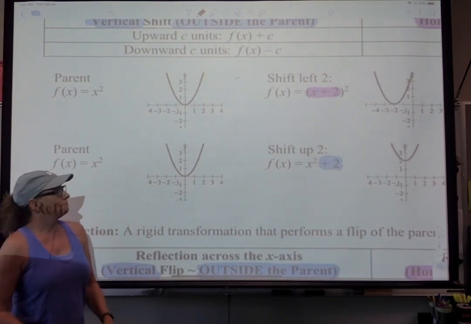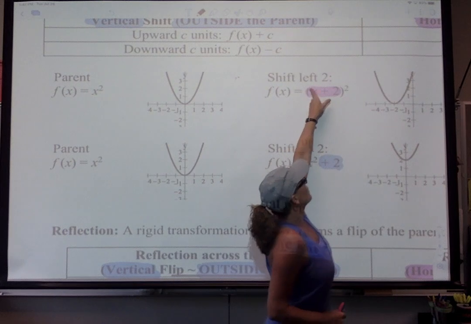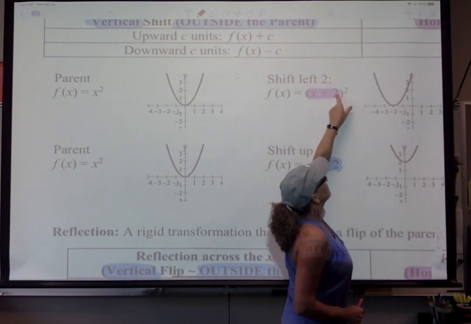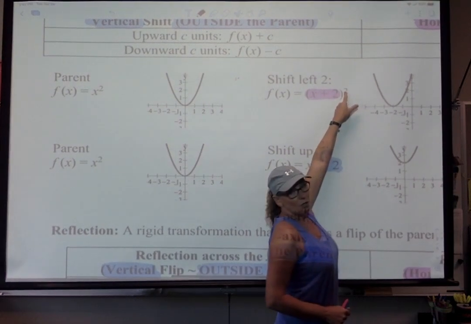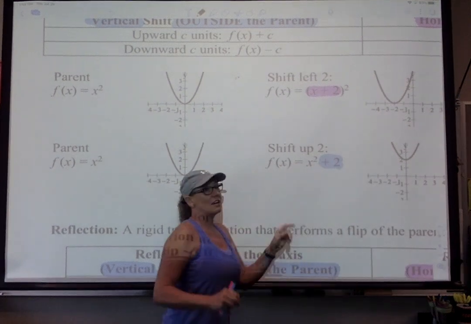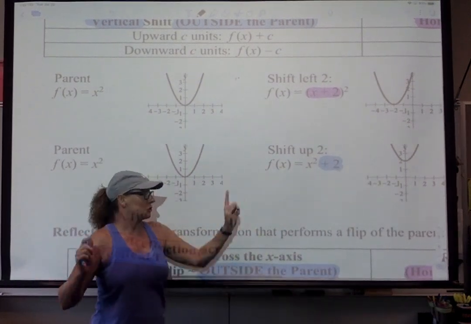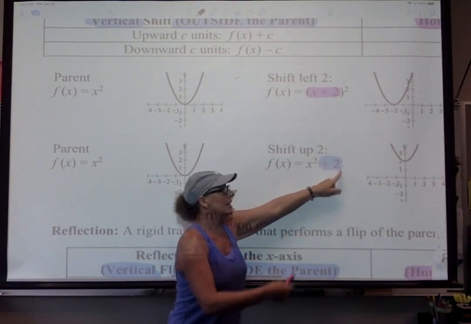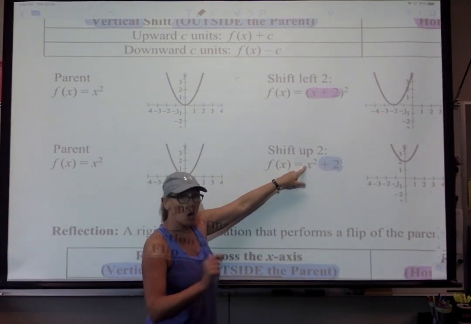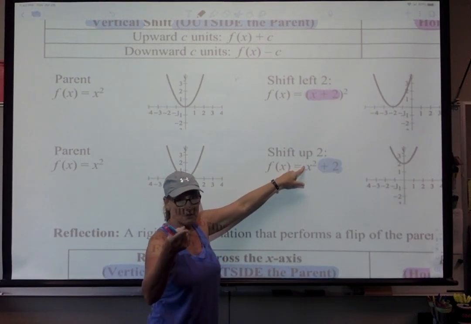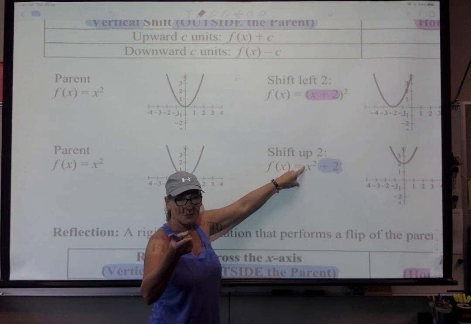So again, inside is going to be within the parentheses, taking place before you square it. Outside is going to be anything outside the function. It could be hanging off at the end. It could be back here at the beginning, because I know that you know your order of operations.